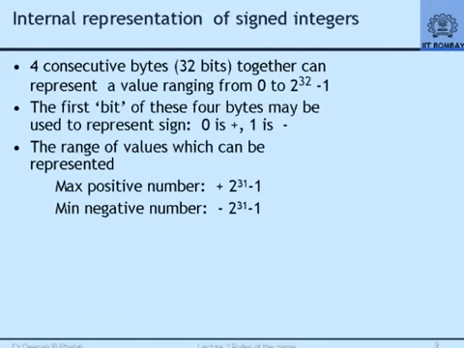So consider internal representation of signed integers. Consider 4 consecutive bytes, 32 bits. These can together represent values between 0 and 2 to the power 32 minus 1, agreed?